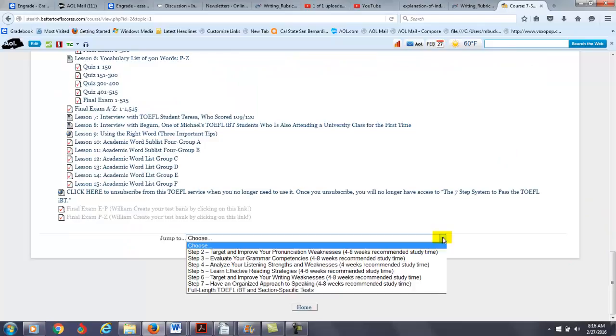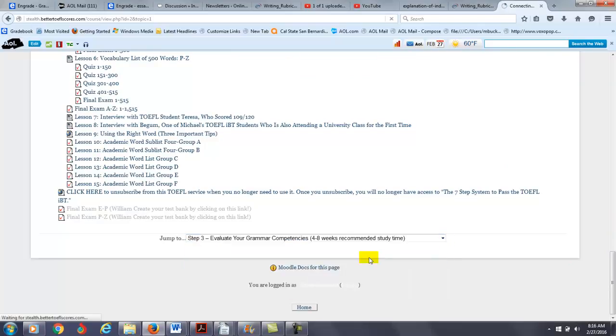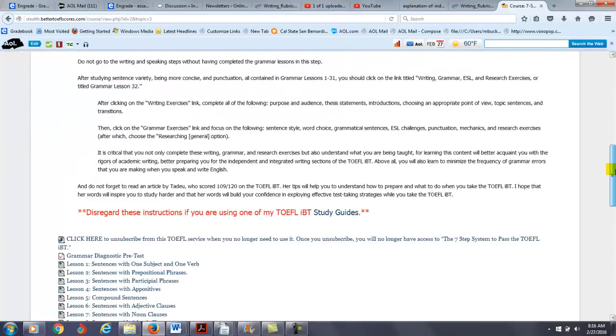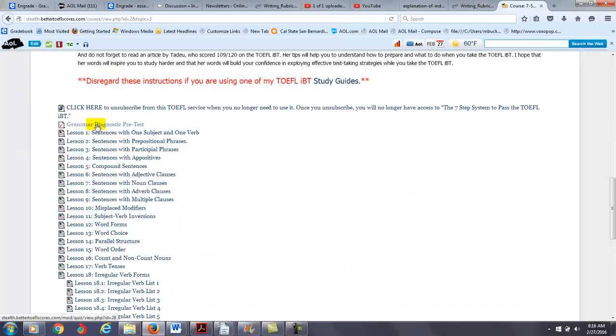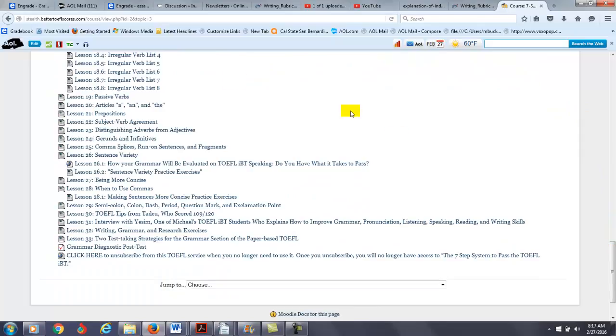My second suggestion is go to the grammar part of my course, Step 3, and the first thing you want to do is to take my diagnostic pretest here. Follow the instructions, take the pretest, and then start going through all of my grammar lessons. And this is going to help you improve your language use also. And also, I'm going to show you one that's going to be very beneficial for you. This one, grammar lesson number 32, grammar, writing, and research exercises. I recommend that over the next few months, also make it a plan to go through the lessons here, and you will continue to improve your language use.